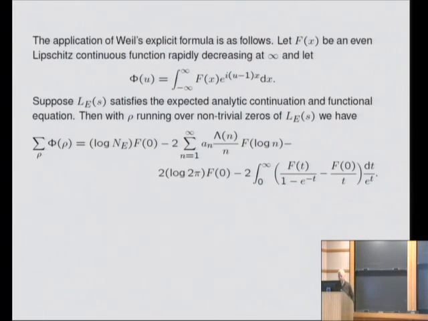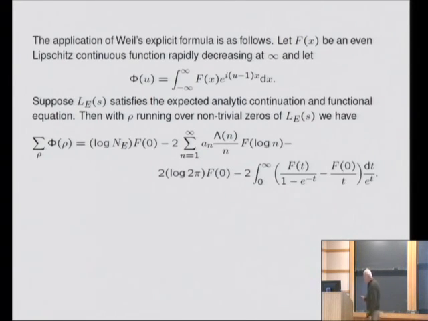Phi is the Fourier transform. f(x) is even, continuous, rapidly decreasing, so everything is convergent nicely. And then you have this. You want now f to have compact support, so the sum on the right-hand side is a finite sum. The correction of the integral becomes not important in this case. This is the log of the conductor. This is phi at the zeros. Now for rho equal one, you get the rank times phi evaluated at one.